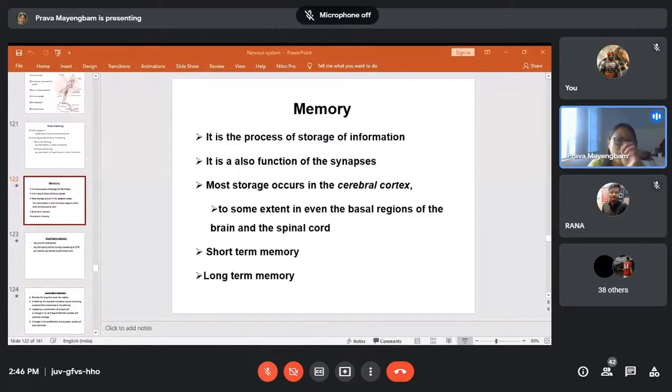Then another is the long-term memory. It persists for a long time, even for weeks, or may even last for years. Okay, and how is this long-term memory created, how can the short-term memory convert to the long-term memory? It is created by repeated excitatory inputs producing super sensitive responses in the pathway.